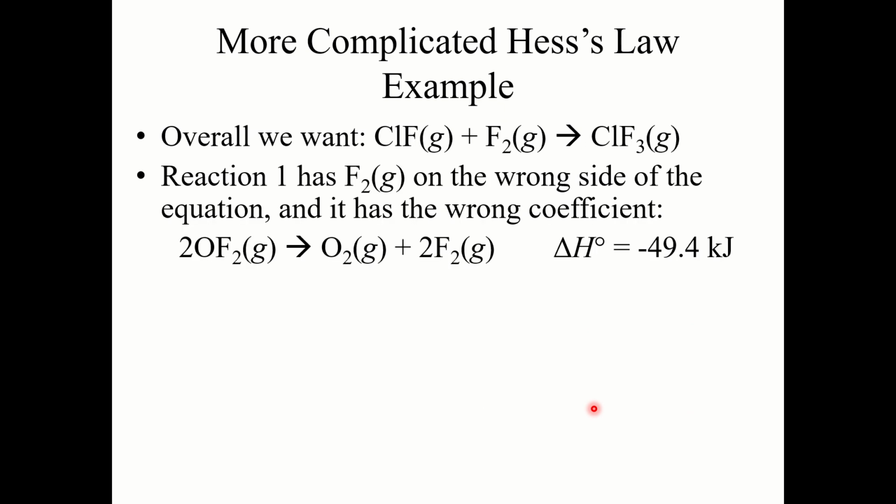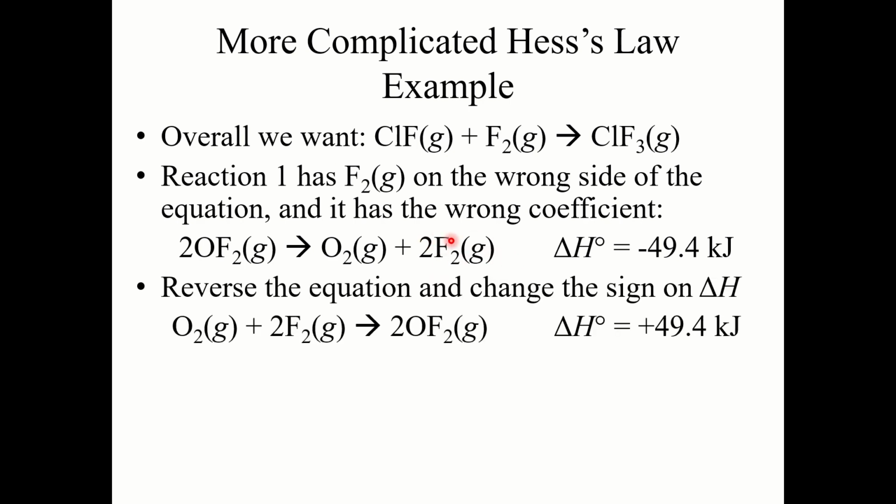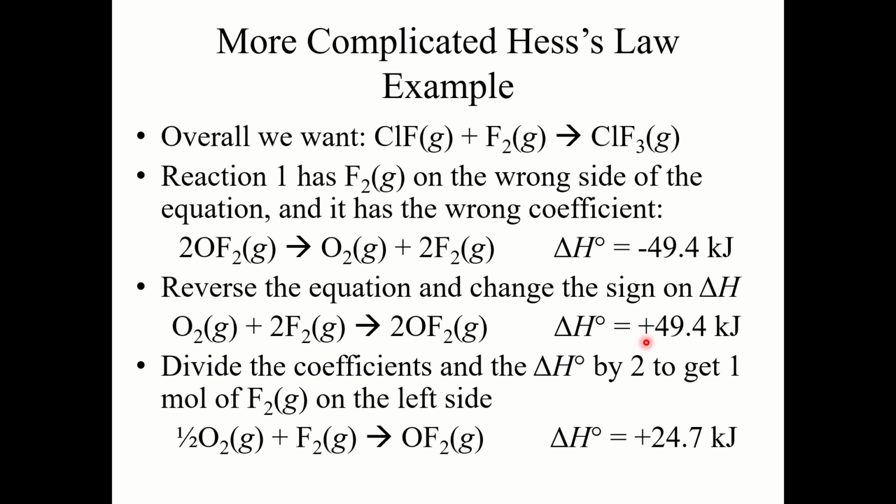Next, I'm going to look at reaction 1. Reaction 1 has F2 on the wrong side of the equation, and it also has the wrong coefficient. So in our target overall reaction, we want 1 mole of F2 on the left side, whereas reaction 1 has 2 moles of F2 on the right side. So I'm going to reverse the equation and change the sign. Then I'm going to divide the coefficients by 2, which means I also need to divide delta H by 2. So here is my manipulated reaction 1, and here is my new delta H value.